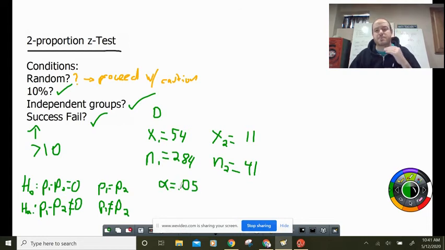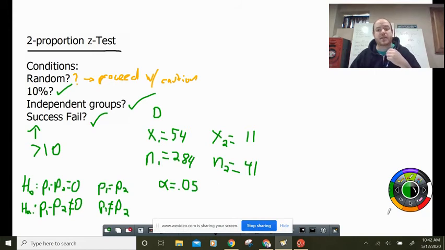If our p-value ends up being smaller than that, we're going to reject the null and accept that they are indeed not equal, which means parents do influence the decision. If the p-value ends up being larger than alpha, then we're going to say there's not enough evidence to reject this. So really, parents make no difference whether kids end up smoking or not.